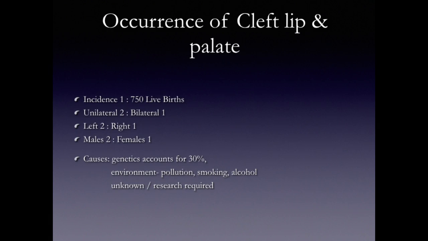The occurrence of cleft lip and palate: it occurs in 1 in 750 live births. It's twice as common to have unilateral than bilateral. It happens more often on the left than the right side, and in males more often than females. And the causes, a lot of it is unknown, but they feel that genetics accounts for about 30% of all the clefts. And then environmental, like pollution, smoking, alcohol, and a lot we don't know about why they are caused.